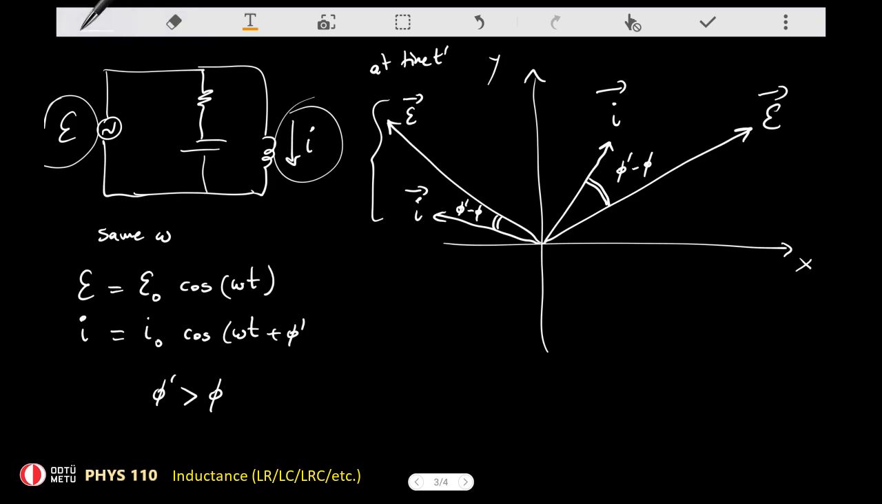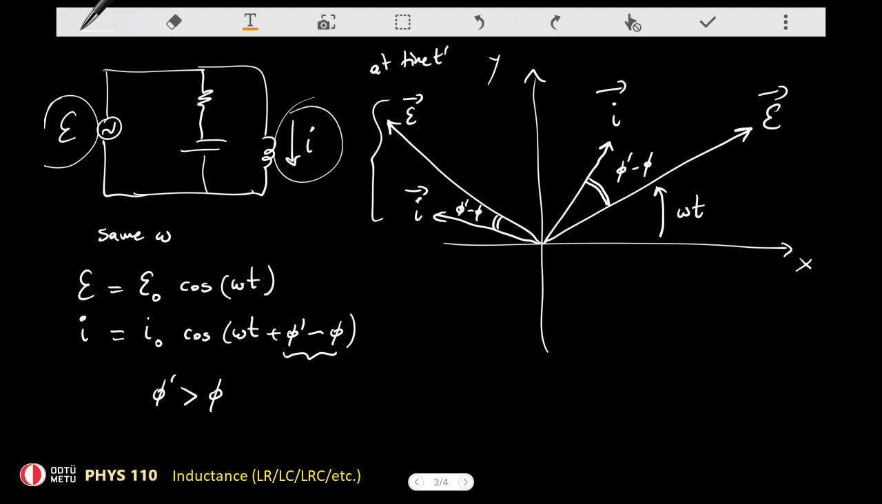So we have cosine omega t, but this time the current would have a phase angle, which is phi prime minus phi. So in this case too, what's important is the phase difference. By the redefinition of time, I can change the phases, but the phase difference is going to be the same. So in this kind of picture, omega t is the angle of the EMF, and omega t plus that phase difference is the angle of the current. This simplified picture is a little bit easier to understand. So in the next picture, I'm just going to talk about this situation in here. Right?